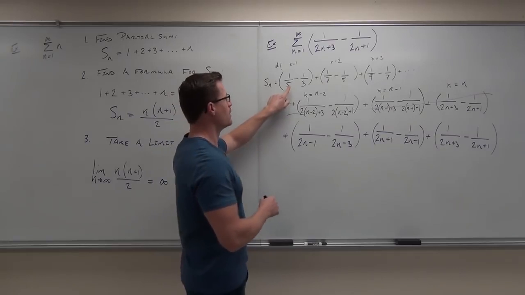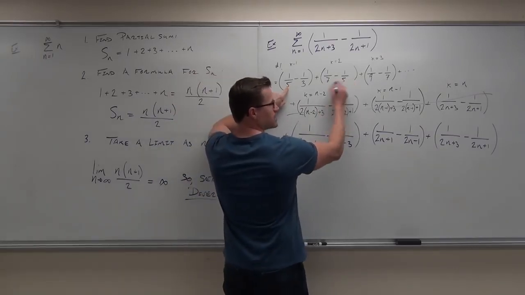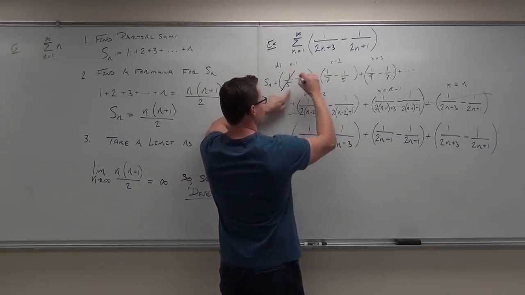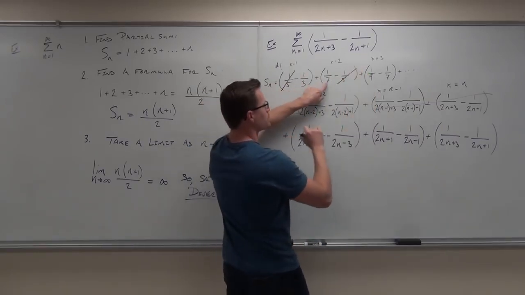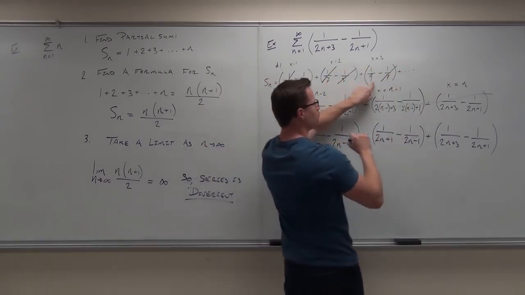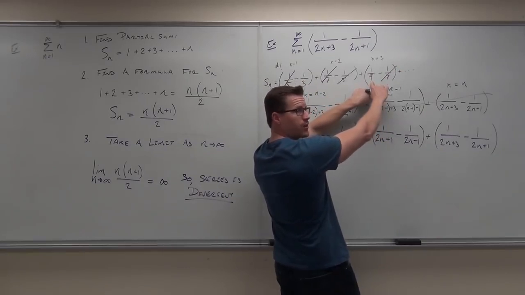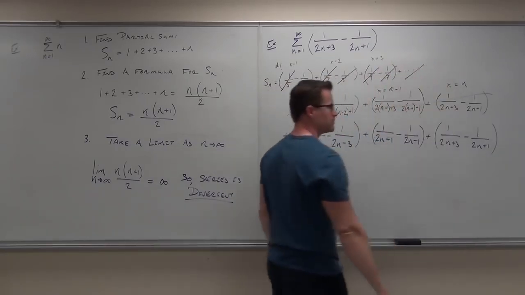Here's how I do it. First fraction crosses with the last fraction in the next term. So, first fraction, last fraction, next term. Did you get that? First fraction, it would cross out with the last fraction in the next term. Gone.